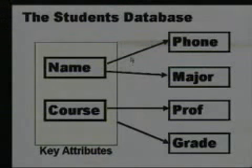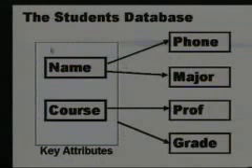What do I mean by dependencies being preserved? The name to phone dependency and the name to major dependency are preserved in the first relation. Name and course to grade is preserved in the second relation of the decomposition, as well as course to professor being preserved in the third relation. So this is the way we have designed the proper form of this particular database.